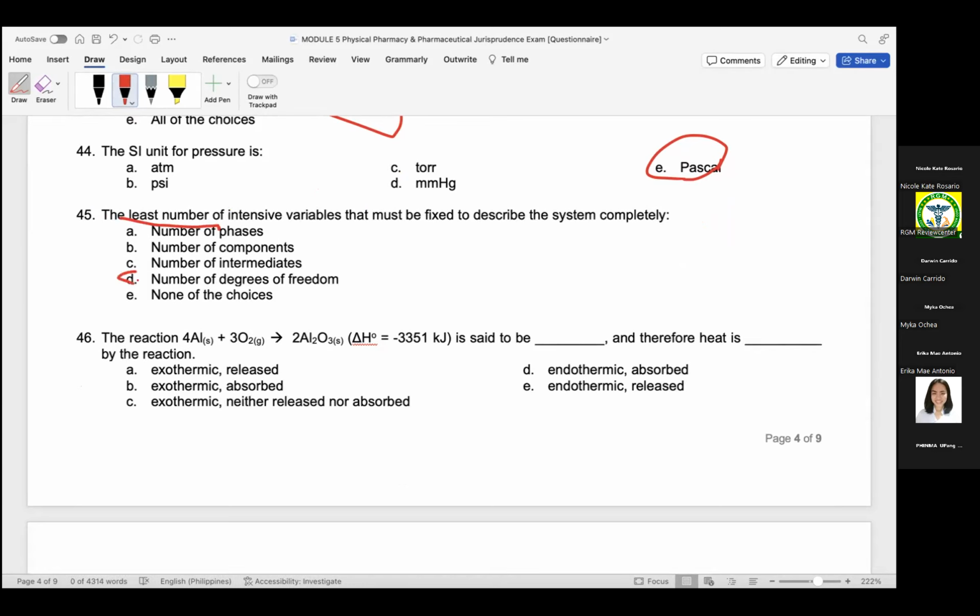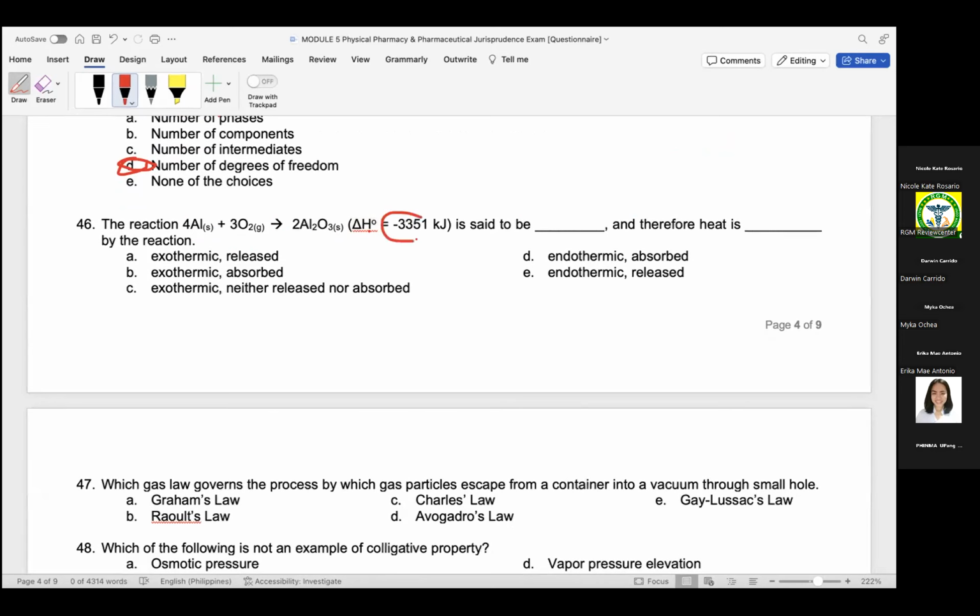Next, number 46, the reaction of these substances with negative 3,351 kilojoules of heat is said to be blank and therefore heat is blank by the reaction. So we see negative heat, so heat is released. If heat is released, the reaction is exothermic. So in number 46, it's letter A.